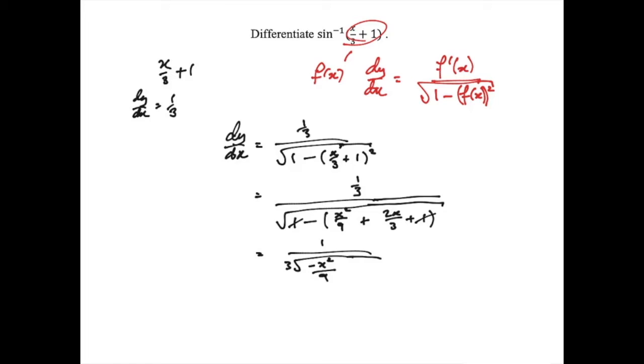And if I want to get a common denominator, then this number I can times by 3 over 3, so I'll end up with 6x over 9. And then root 9 is 3, so these are going to cancel here. That, and that will cancel. So the final answer will be 1 over root 6x minus x squared, and we're done.